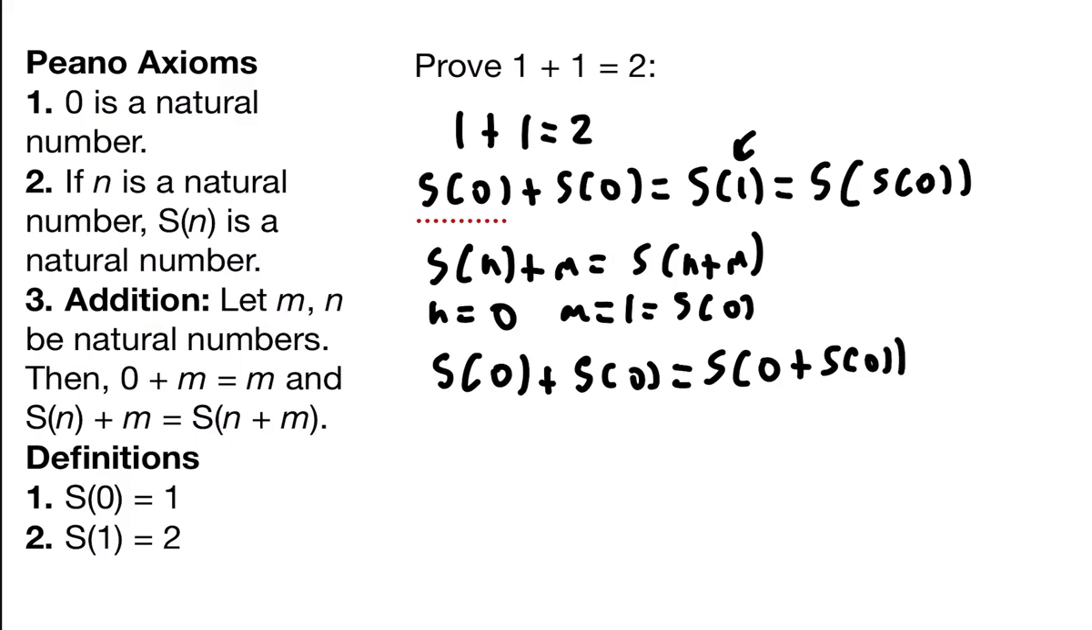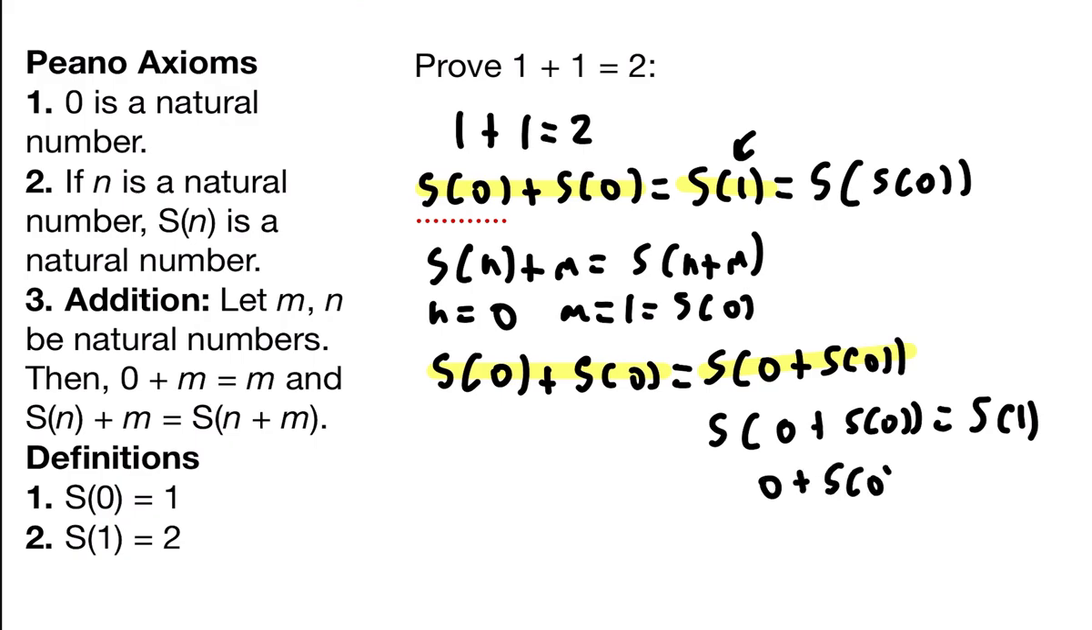Now, this side of the equation here looks pretty similar to what we've got here. Now we just need to show that this is equivalent to this side. So for that, we need to show that S of 0 plus S of 0 equals S of 1. This is equivalent to showing that 0 plus S of 0 equals 1, which is also S of 0.